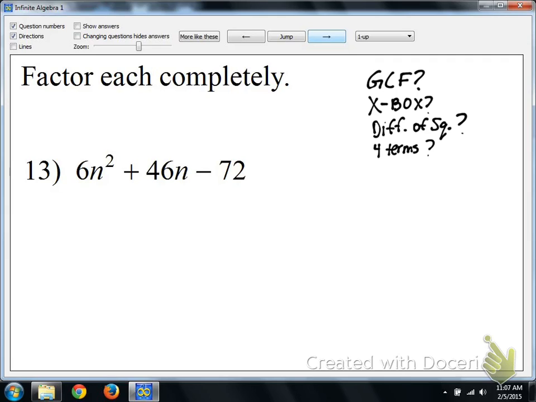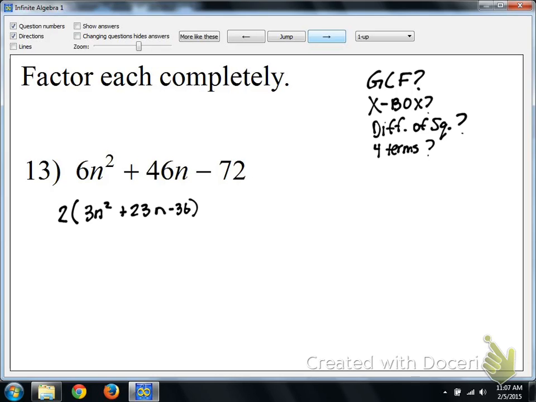So we're going to do GCF first. We're going to factor out a 2. So 6n squared divided by 2 is 3n squared. 46n divided by 2 is positive 23n. Negative 72 divided by 2 is negative 36. Okay? That's the first step. Still looks like big numbers, but we could do this, okay? So now we have a GCF.